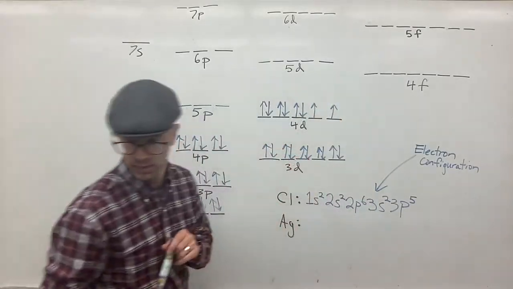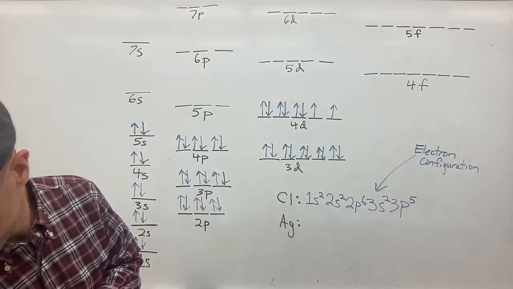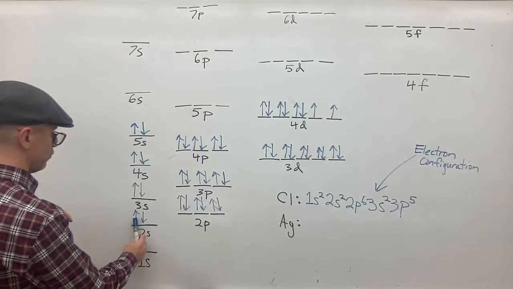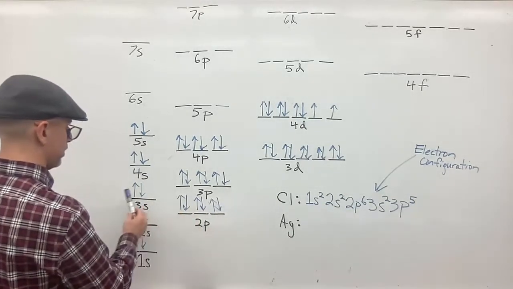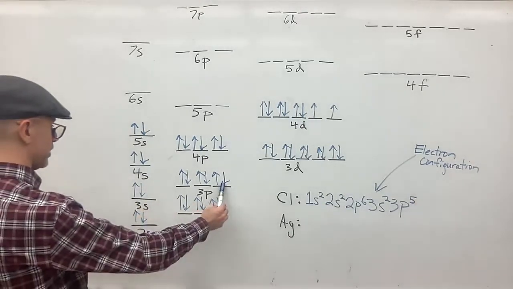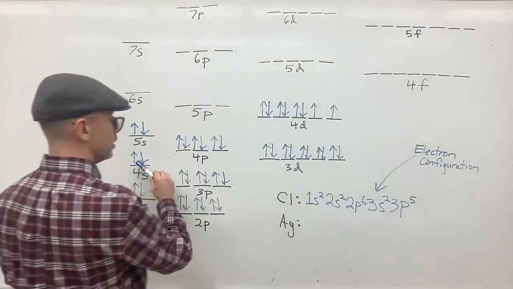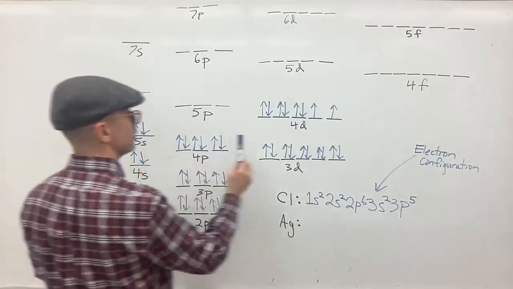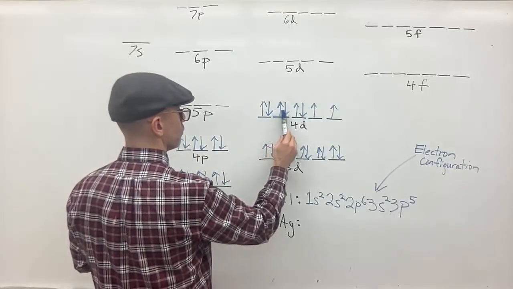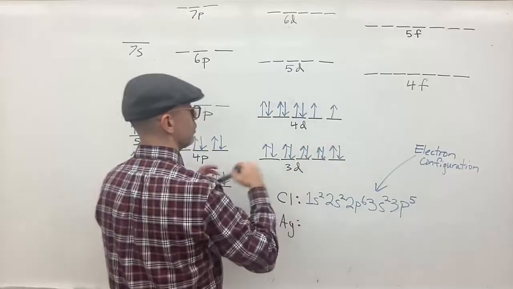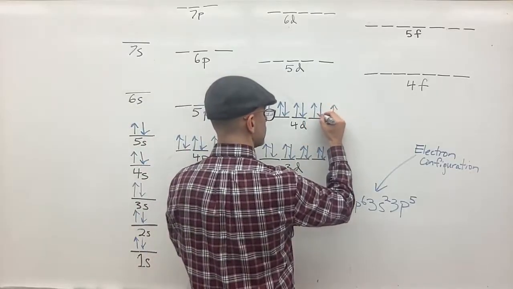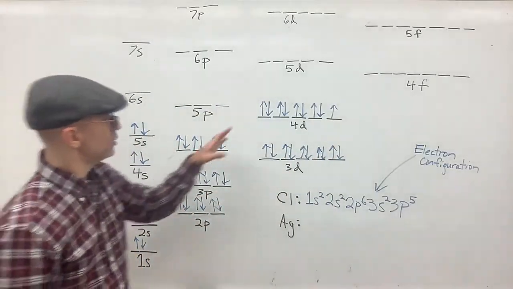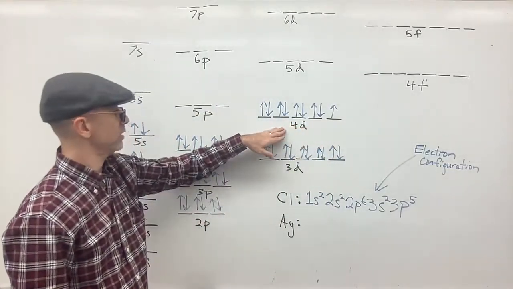40, hold on a second, I miscounted. 2, 4, 10, 18, 20, 30, 36, 38, 39, 40, 41, 42, 43, 44, 45, 46, 47. There we go. I needed one more. All right, so here we have 47.